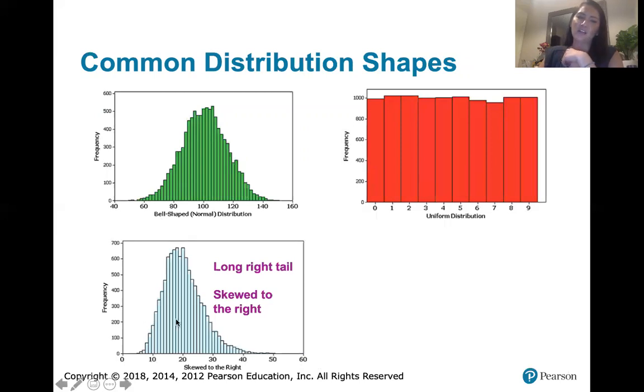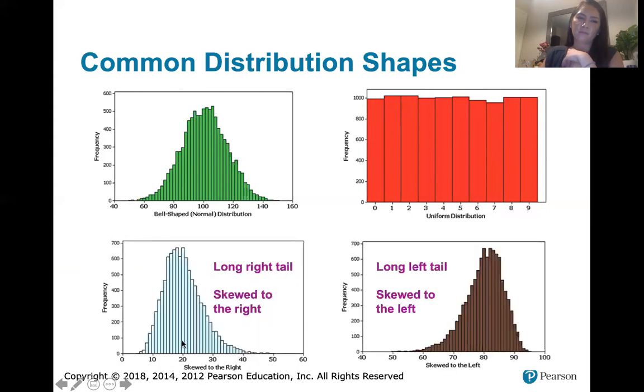Now, if it has a long right tail, we call it skewed to the right. That means most of the data is low. And then if it has a long left tail, that's skewed to the left. That means the majority of the data is high. So this is skewed to the right and this is skewed to the left.